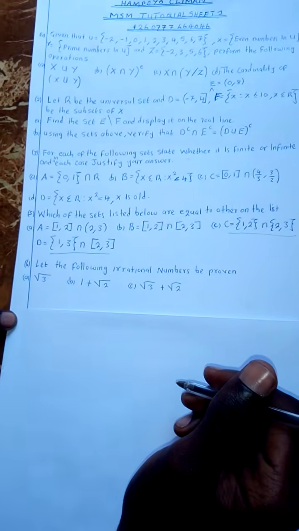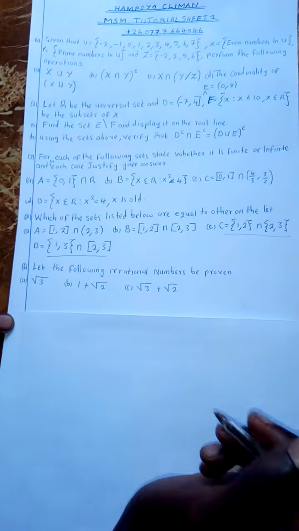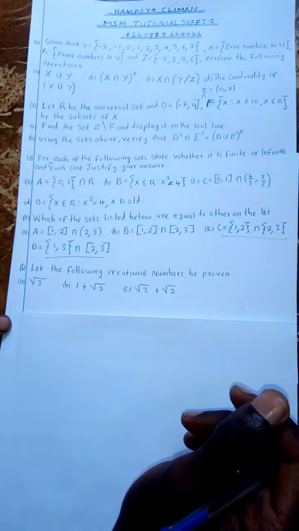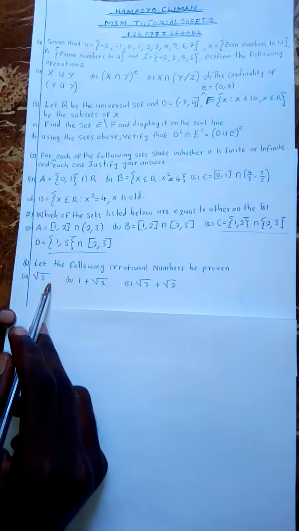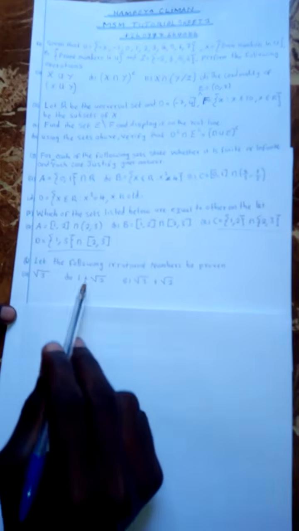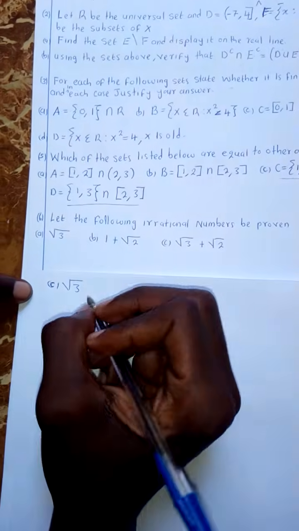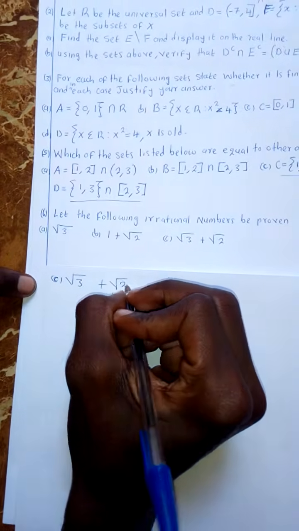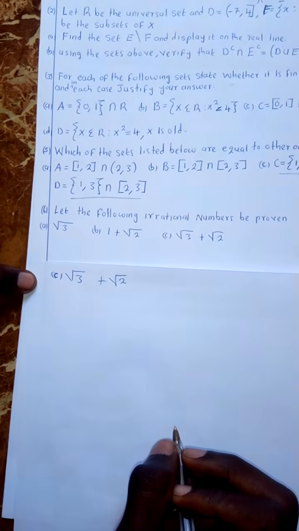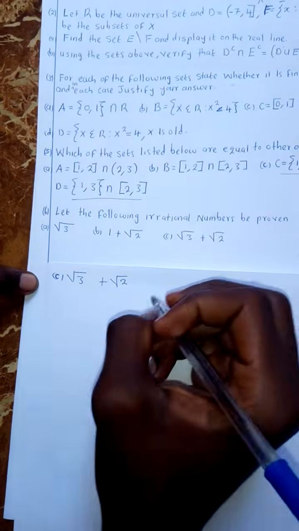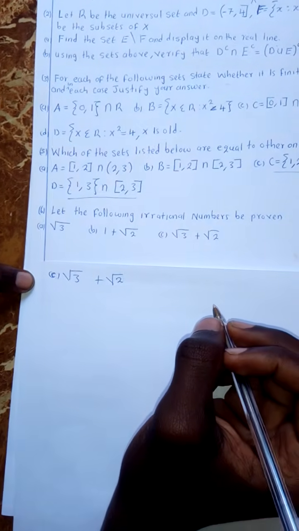So we get to 6. I think I'm going to prove. Should I prove all these? I think I showed you how to do this one. I showed you how to do this one. Which one should I do? These ones, I think you know how to do them. They're simple. So I'm going to do C. Now we have the root of 3 plus the root of 2, and we are asked to prove that this is irrational. Like I said, the method we use is the contradiction method.